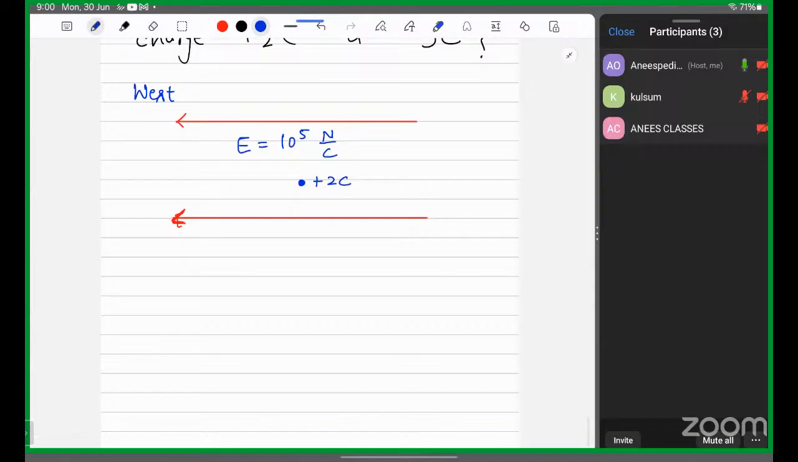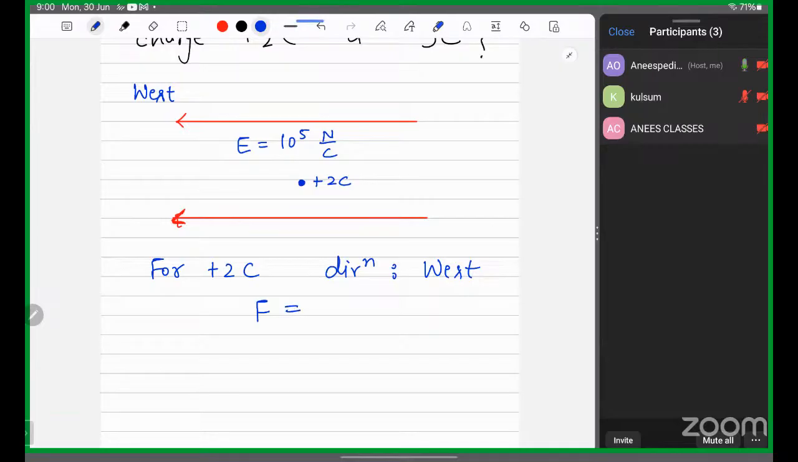Direction will be along electric field only, west. Okay, for plus 2 Coulomb we are talking. Direction will be same as electric field, means it will be due west. What will be the magnitude of force F? I am interested in F. So magnitude of force F.